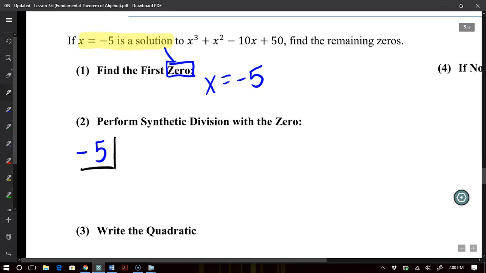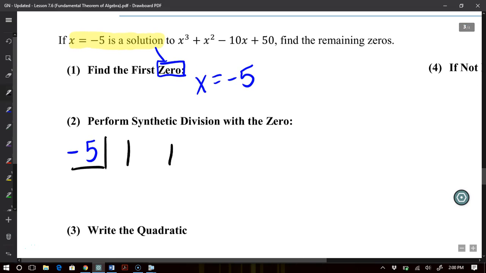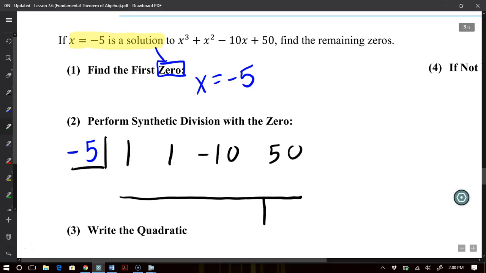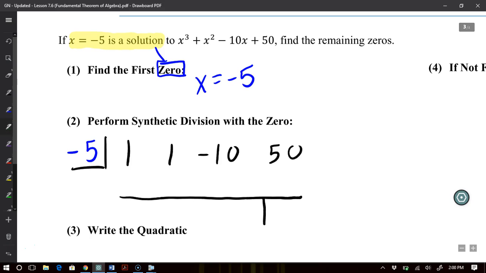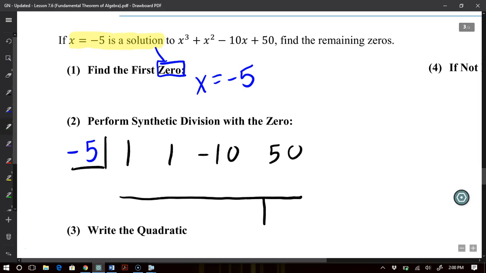Write down the coefficients 1, 1, -10, and 50. Then draw the horizontal bar, leave a gap, draw the remainder bar, and do the synthetic division. We're going to get really good at synthetic division with this lesson. So we drop down the 1.